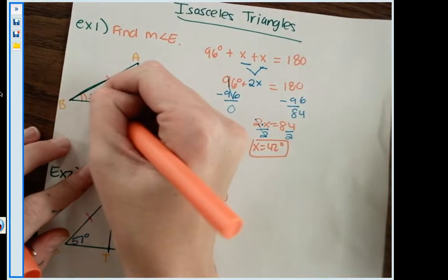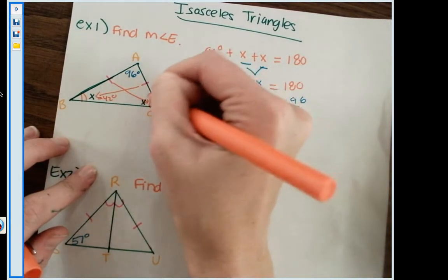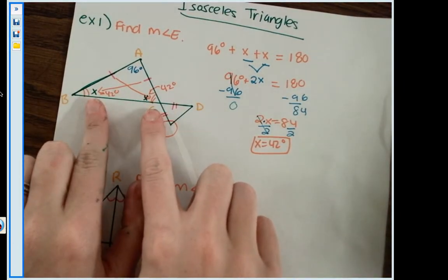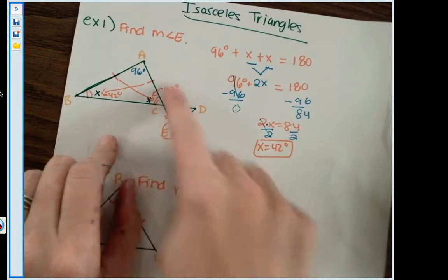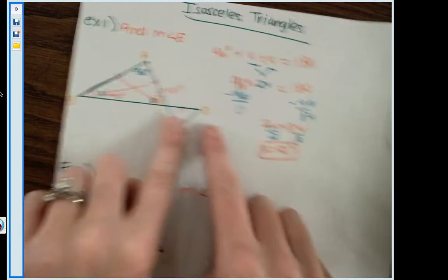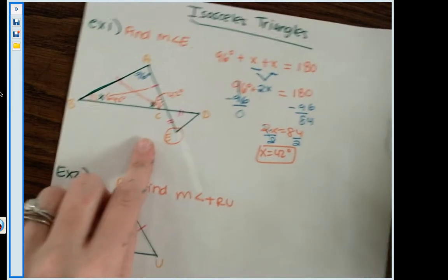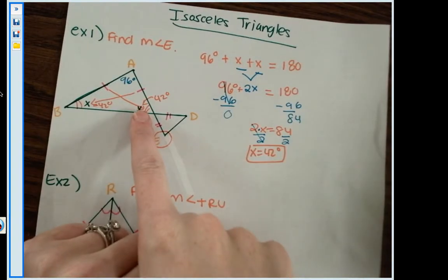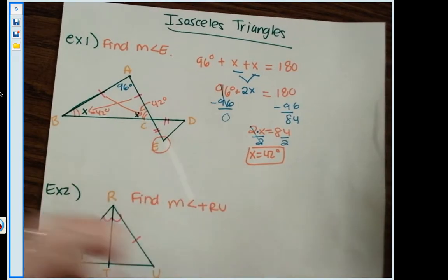Okay, so I know that this is 42 degrees as well as this angle is 42 degrees. All right, so my X's are 42 degrees in these angles. So now that I know what all three of these angles are, how could I work my way from this triangle into this triangle? Because angle E is in that triangle. Do you spot any special angle pairs that might allow me to get my 42 into this triangle somehow? Do you guys see it?